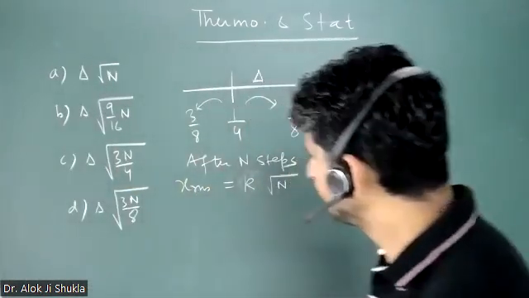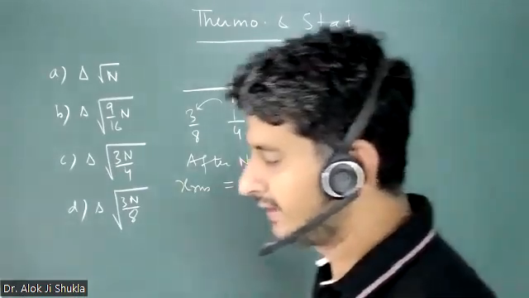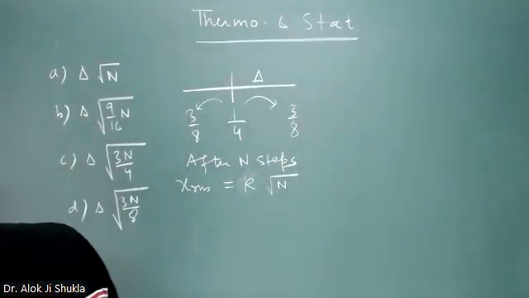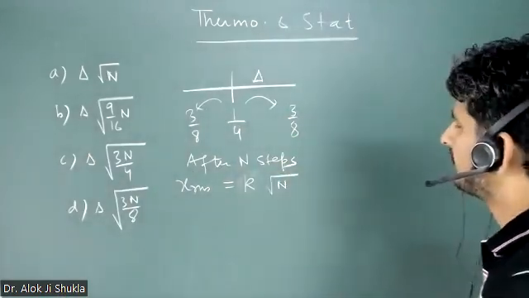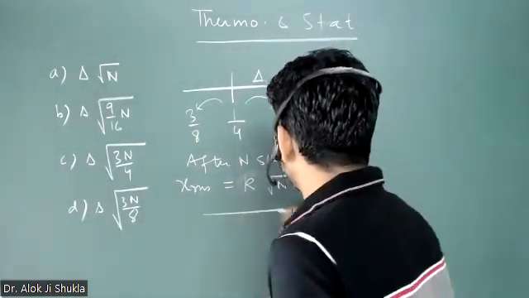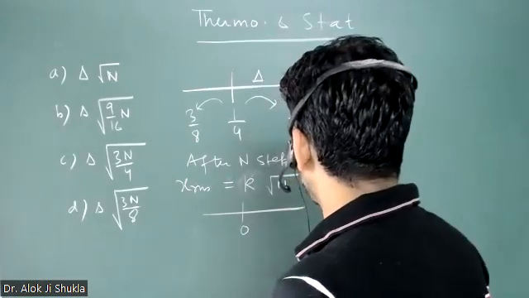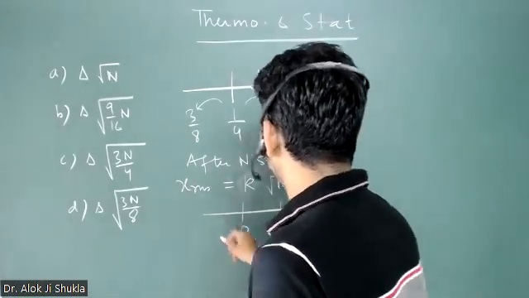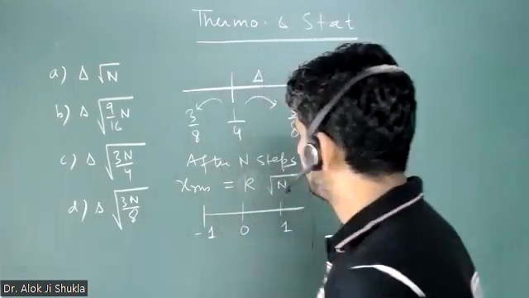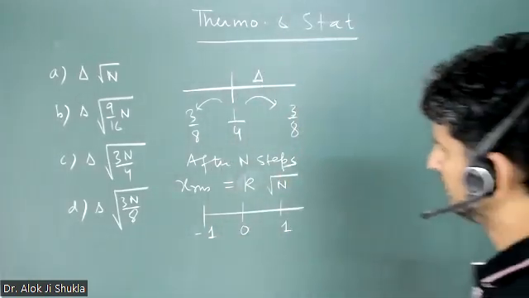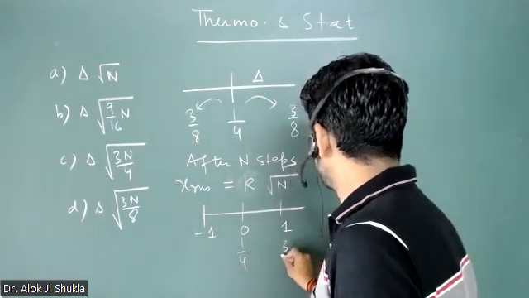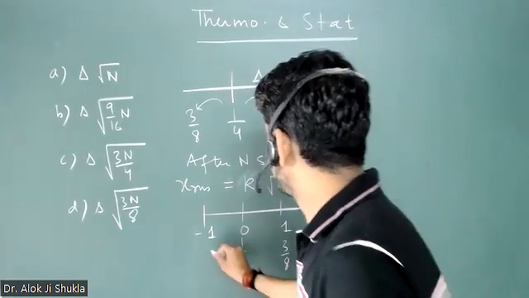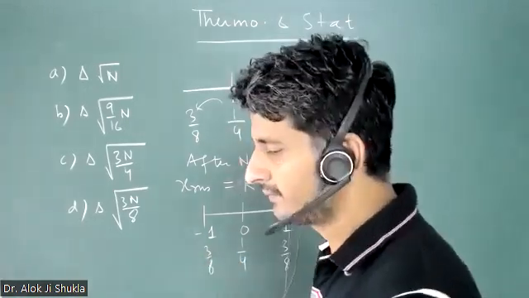Suppose I take the step size as 1 just to make it simple. Then it will be like this: either it remains at 0, or it goes to 1, or it is at -1. Probability of 0 is 1/4. This is probability 3/8. This is probability 3/8. This is the situation.